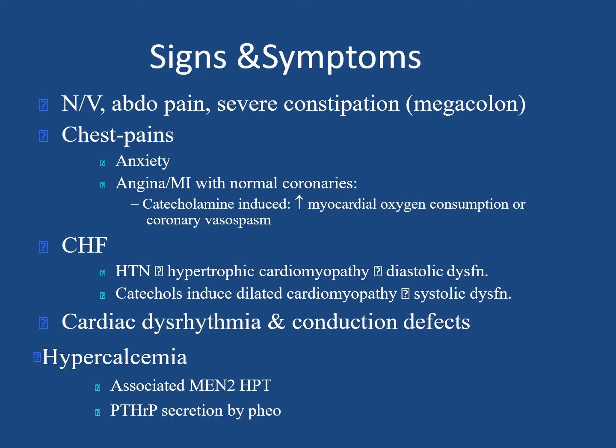Then the patient might have features of chronic heart failure because of hypertension. There could be hypertrophic cardiomyopathy, diastolic dysfunction, catecholamine induced dilated cardiomyopathy or systolic dysfunction. There could be cardiac arrhythmias; the patient may present with dysrhythmias or conduction defects. And the patient can have features of hypercalcemia at presentation if it is associated with MEN2 hyperparathyroidism, or there is a release of parathyroid hormone related peptide from the pheochromocytoma.